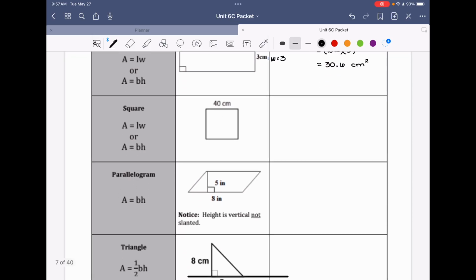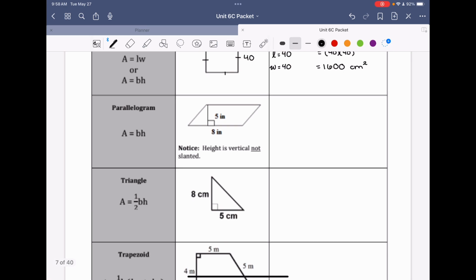Let's go ahead and find the area for my square. So again, a square is length times width or base times height. A square, remember, is unique in that every single side is exactly the same measurement. So every side, length and width, are both 40. That means length will be plugged in with 40, and width will be replaced with 40. So I'm going to have 40 times 40. I'm going to multiply that out in my calculator. I'm going to get 1,600 centimeters squared. Let's try the next one.